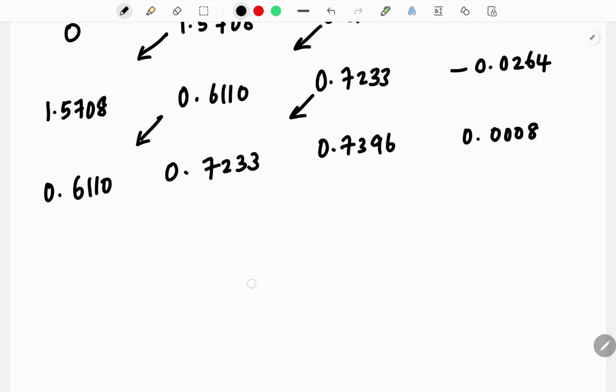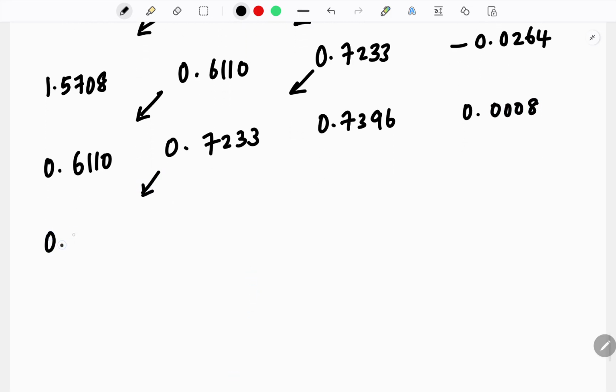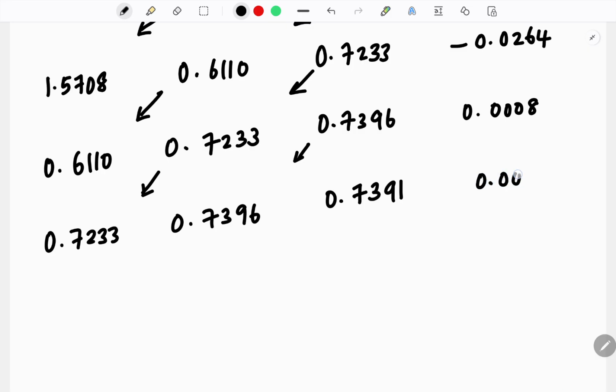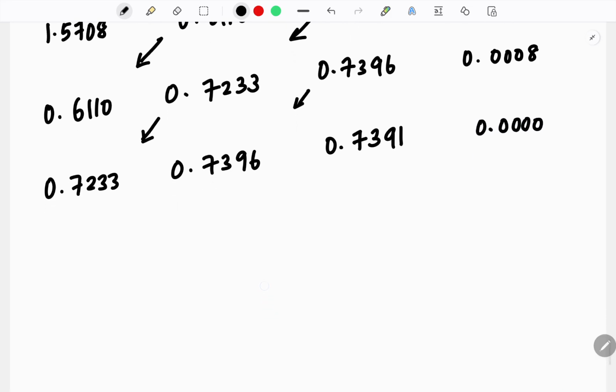Again, press equal. I'm getting 0.0008. Okay, now take this value 0.7233 and this value 0.7396 and put them in the calculator. Calc, 0.7233, press equal, 0.7396, press equal. I'm going to get 0.7391, right? And then I'm going to get 0.000. It means it's going to converge quickly.